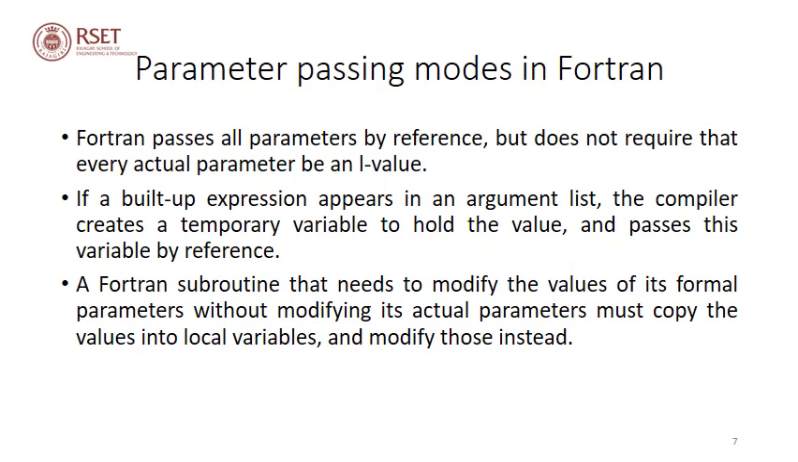So if a built-up expression appears in an argument list, the compiler creates a temporary variable to hold the result of that expression and passes this variable by reference to the formal parameter. A Fortran subroutine that needs to modify the values of the formal parameter without modifying its actual parameters must copy the values into local variables and modify those instead.